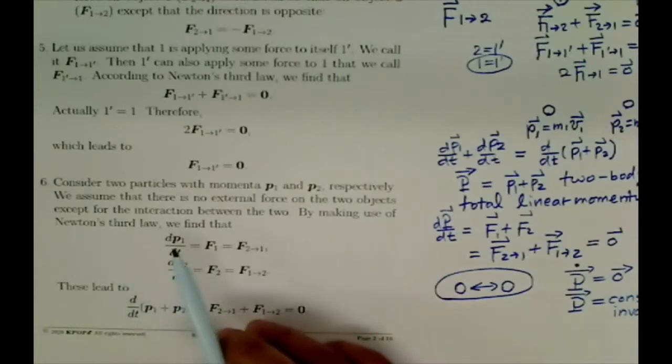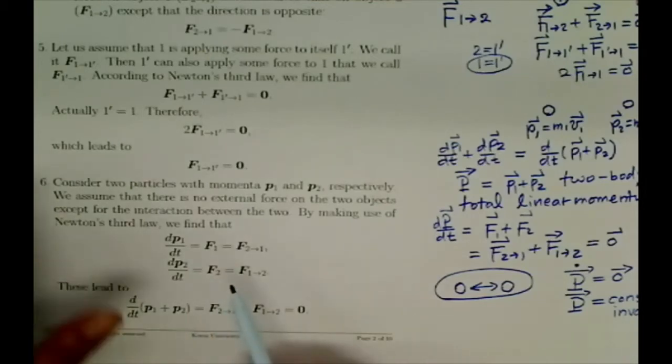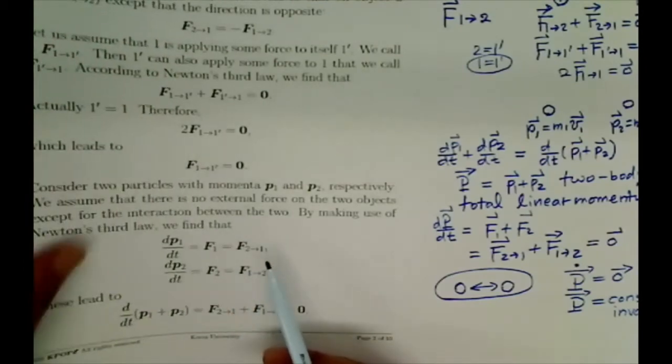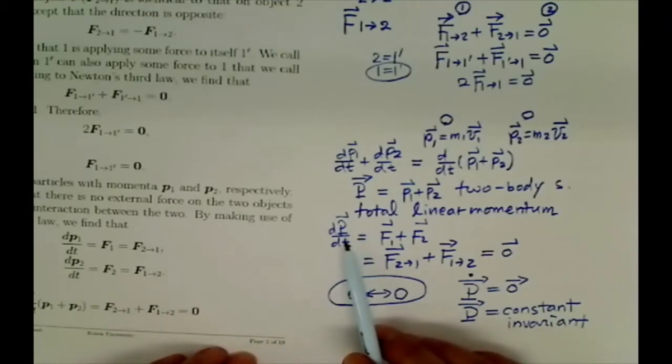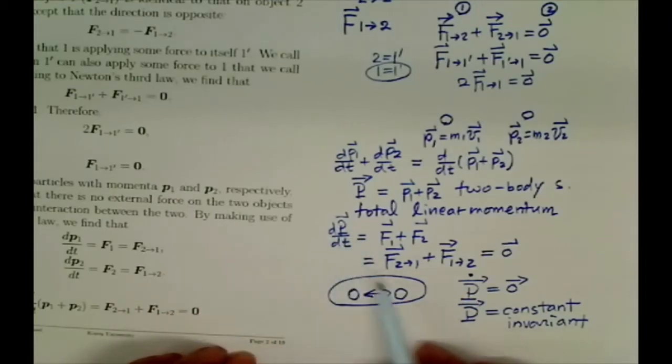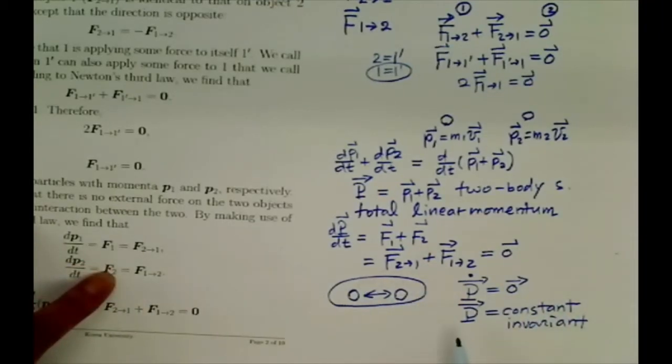If I add the left hand side, we find that the total linear momentum, the sum of the two momenta, has a vanishing first order time derivative. That means P1 plus P2, that is the total linear momentum, is conserved. The total linear momentum, that is P1 plus P2, if I take the time derivative, then it vanishes. So capital P is constant in motion, so it is invariant.